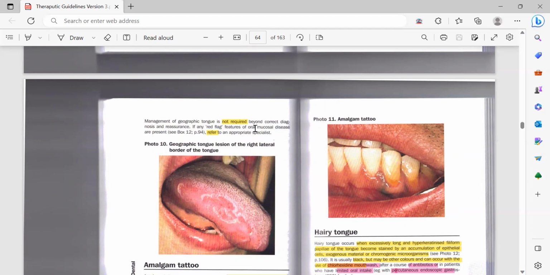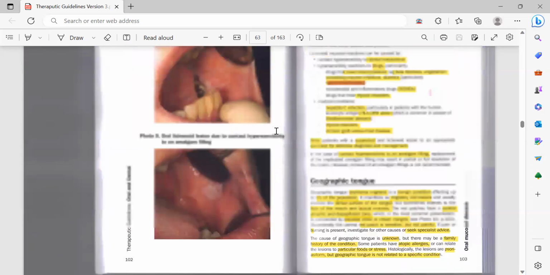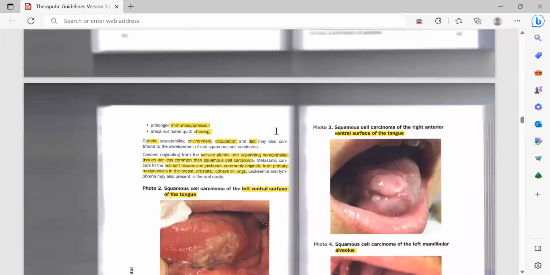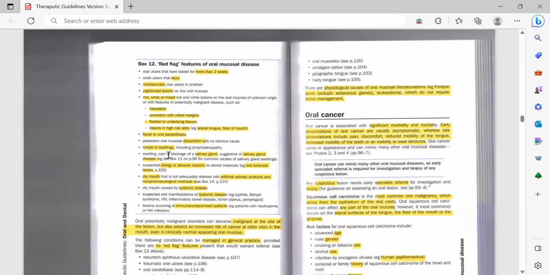But if there is any red flag feature that you notice, then refer to the appropriate specialist. So you just need to remember these red flag features by heart. Which are these? Three types of ulcer: an ulcer staying for more than 2 weeks, an ulcer that is recurring, and a non-traumatic ulcer in children. Then two are pigmented lesions, and the other one is the red, white, or mixed lesion with any signs indicating cancer.